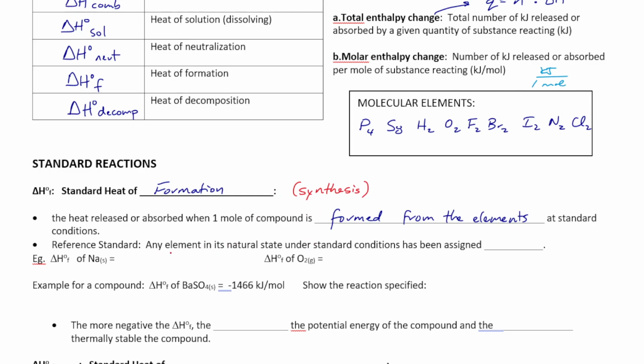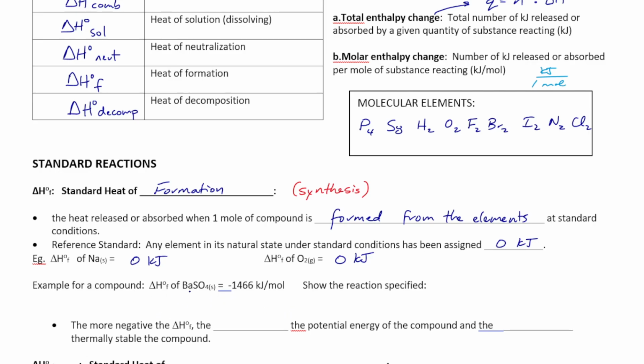Now, as a reference standard, any element in its natural state under standard conditions has been given a value of 0 kilojoules. Okay. So again, because we're dealing with potential energy, we need to have a reference point. And so our reference point is any element in its natural state under standard conditions. The formation of that element is 0 kilojoules. And then we look at the change of position from that natural state. So the heat of formation for sodium as a solid is 0 kilojoules. Now oxygen in its natural state we discussed is O2, and so its heat of formation is 0 kilojoules. Like, that's our reference point.